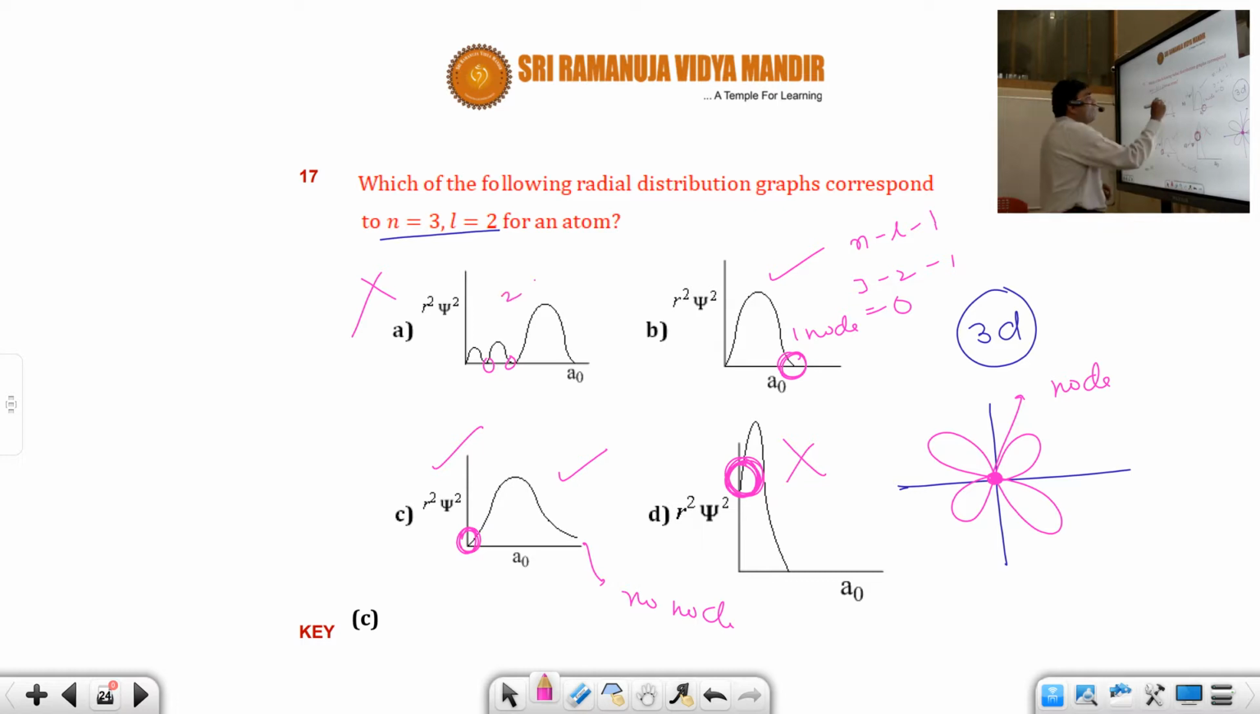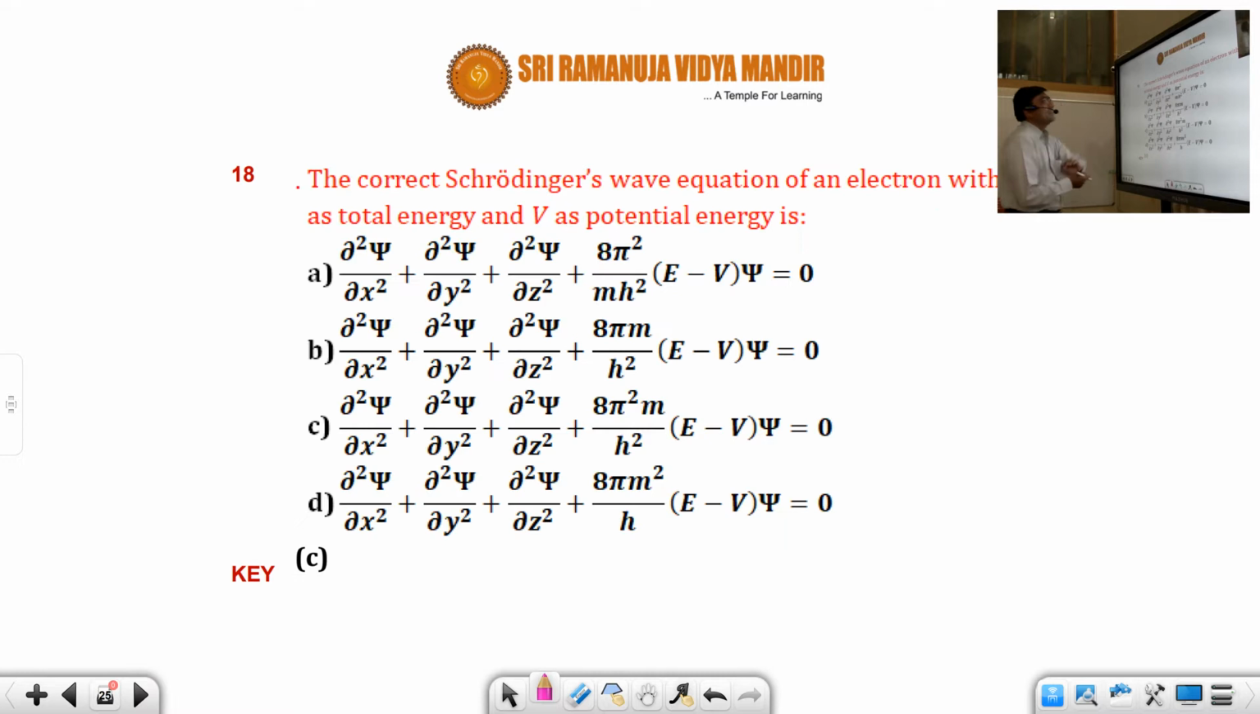But here you are having 2 nodes, it is also a wrong answer. So in this case 1 node, in this case no node, and it is starting near the electron density 0 near the node. I hope, if you know the concept properly, very technically you can arrive at the answer. So now let us see the next question.